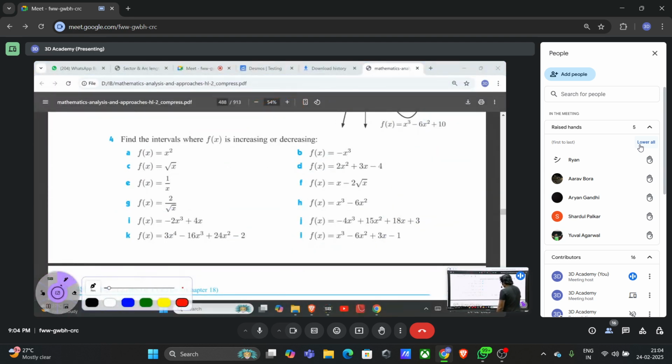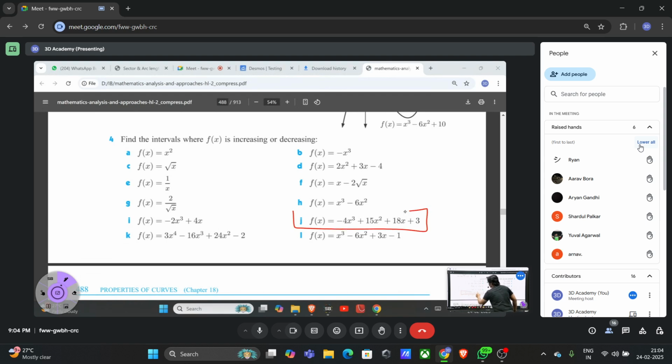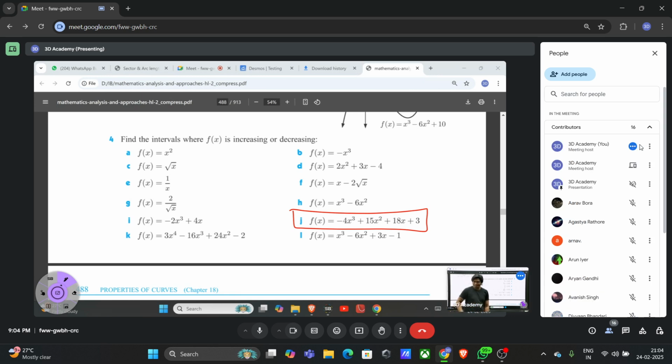Wait a bit, be patient. Guys, try this question. Everyone tell me if it is increasing or decreasing. I want the intervals in which it is increasing or decreasing. Quickly. Everyone.